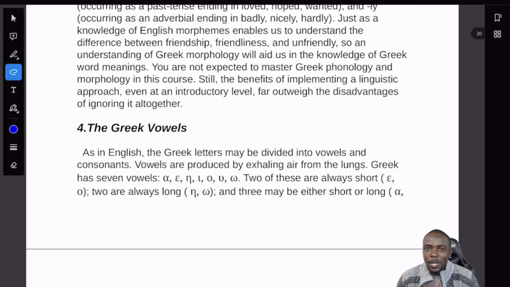Okay, everyone, welcome. In this lesson, we'll be looking at the Greek vowels. So let's dive right into our lesson. As in English, the Greek letters may be divided into vowels and consonants. We are used to that, right? V and C, vowels and consonants.